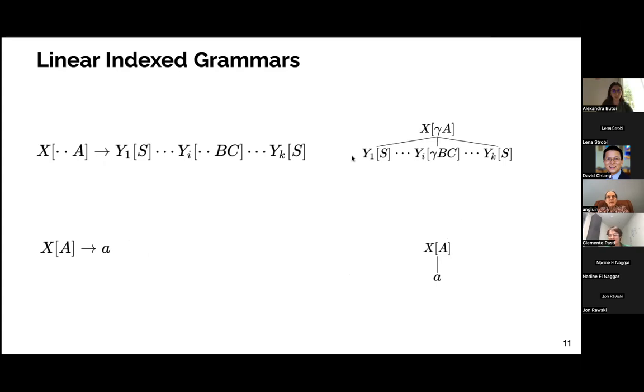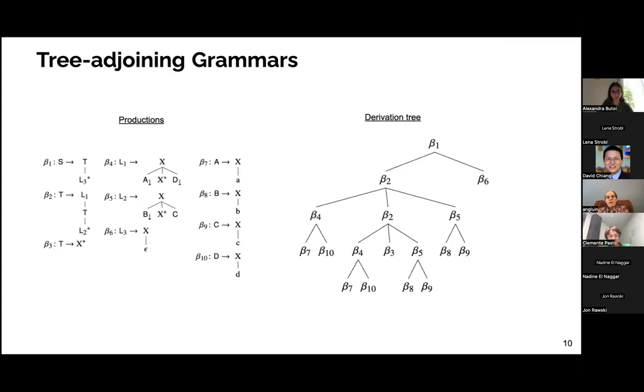I have one. What is the little star close to L3? Is it just the footnode symbol? Yeah, you mark that as the footnode.